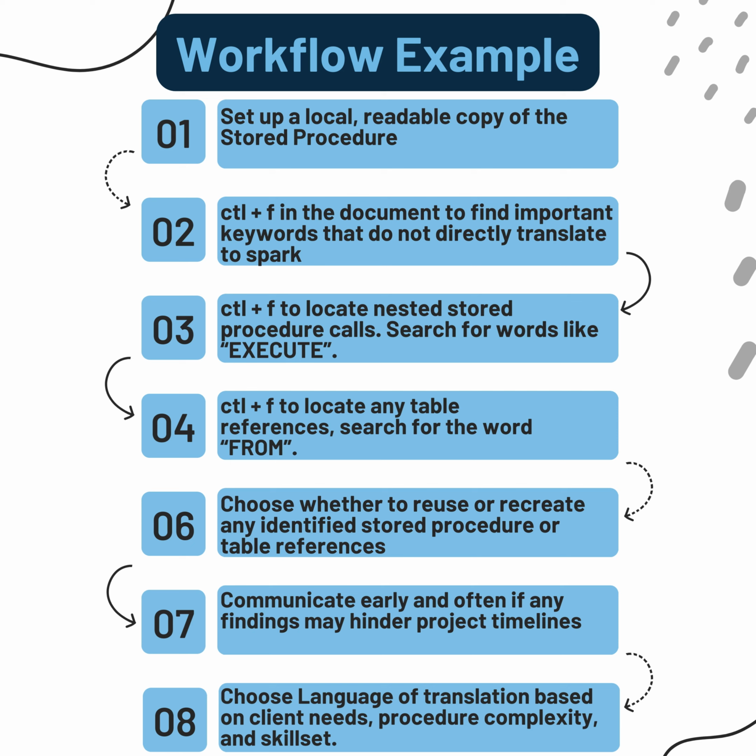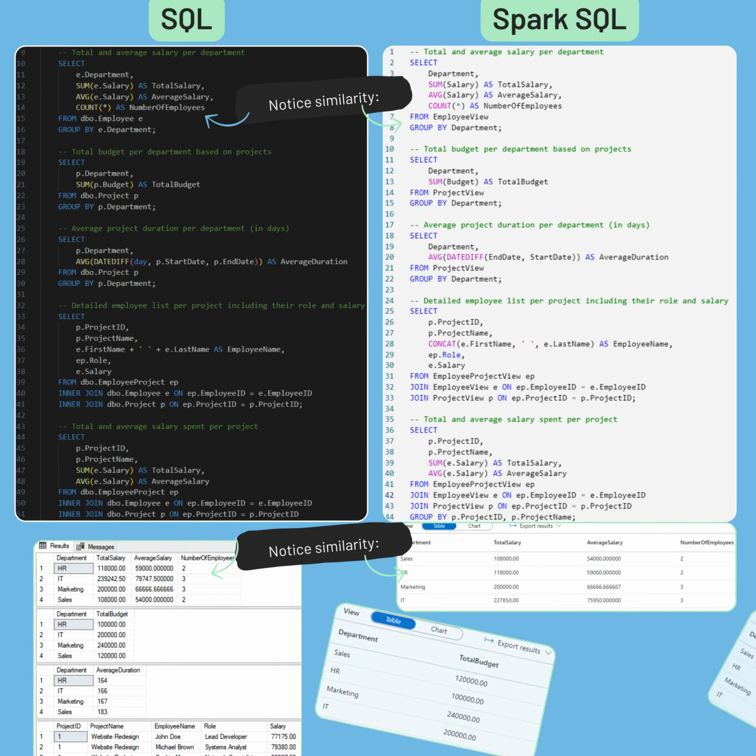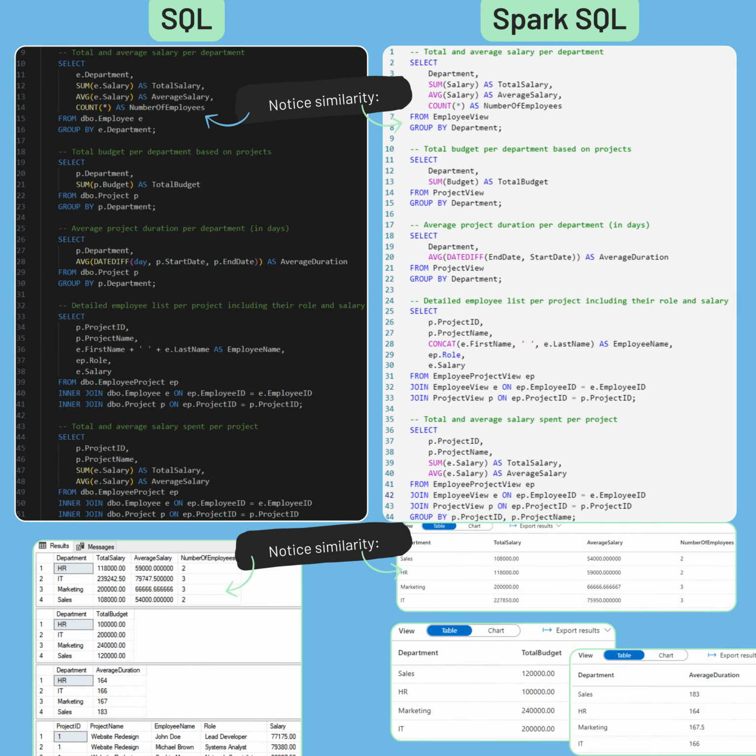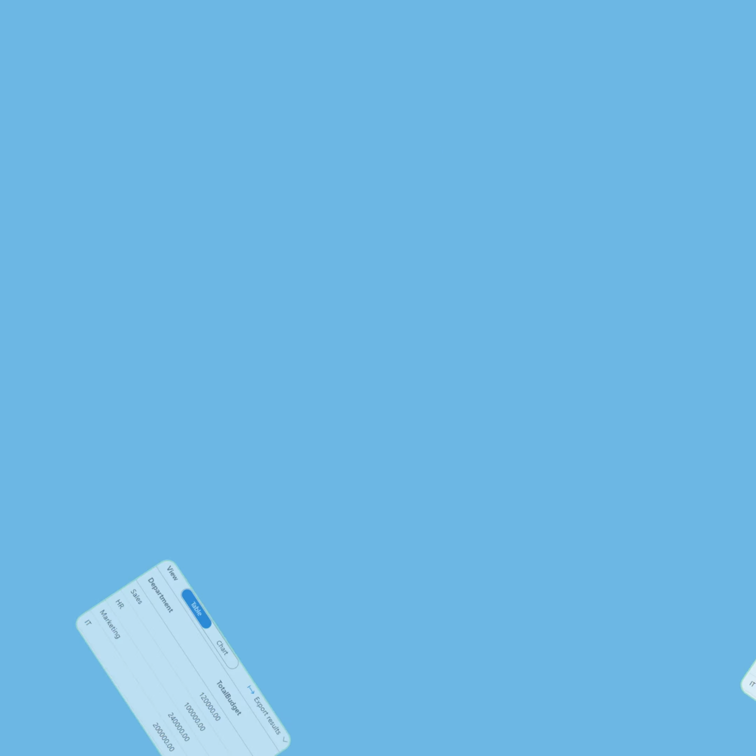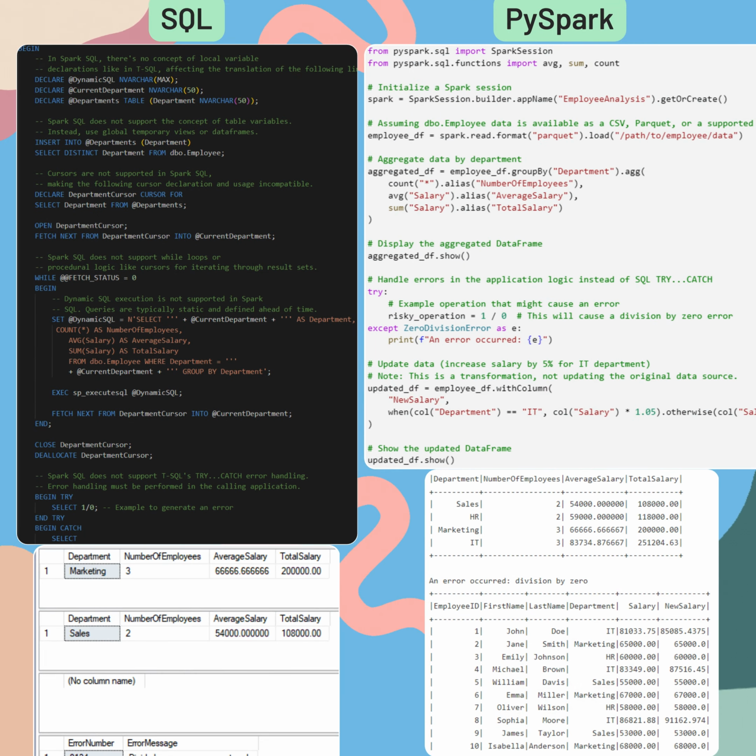I find that locating nested stored procedure calls and table references are the most frequent indicators of a potentially under-scoped translation. And finally, the screenshots here demonstrate how simple stored procedures translate almost directly to Spark SQL. More complex procedures will force more usage of the less familiar but more efficient PySpark approach.